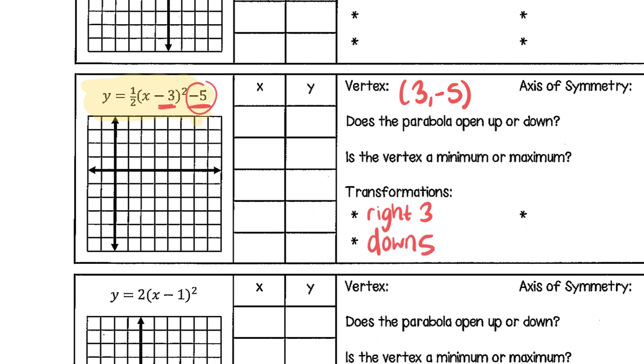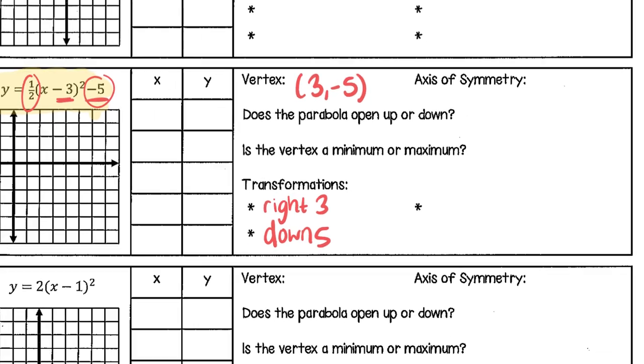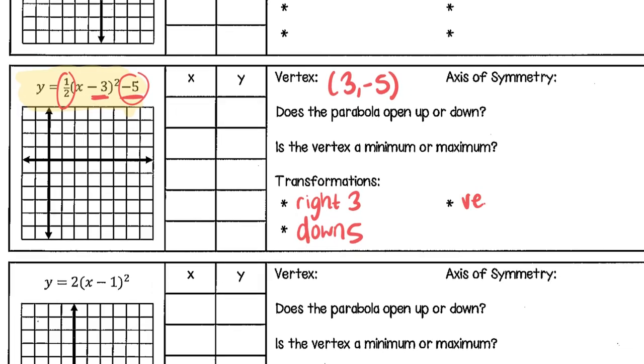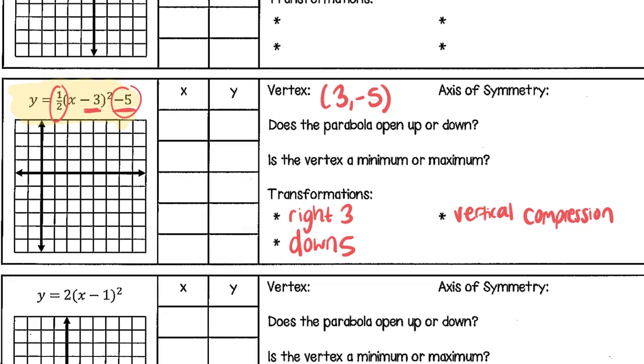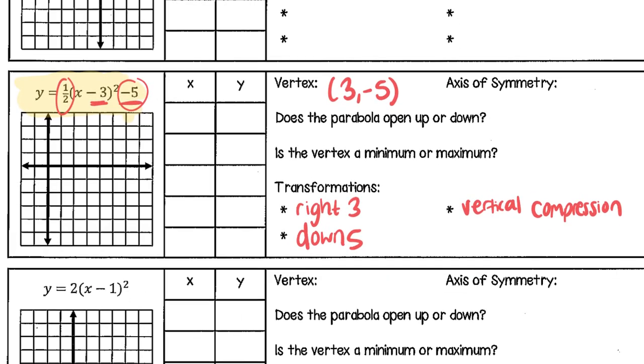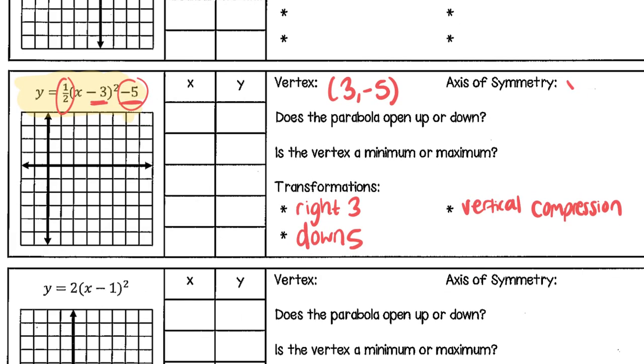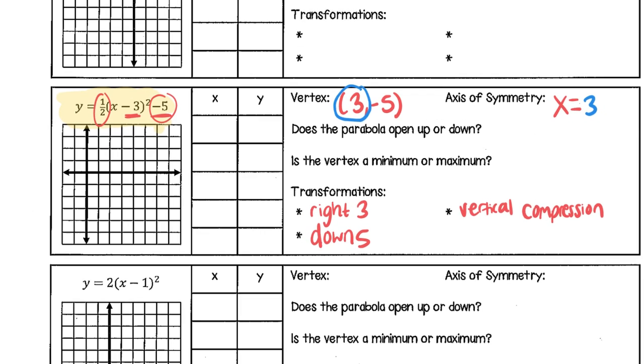Then here, this 1/2 out front is going to be a vertical compression. I notice some of you are writing vertical shrink, and that's absolutely fine. The axis of symmetry here is going to go through the vertex. It always does. So the axis of symmetry is always the same. X value is the vertex, so it's x equals 3. That's that vertical line going through the vertex.